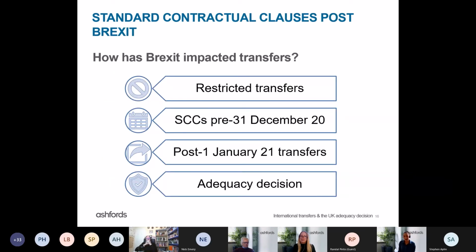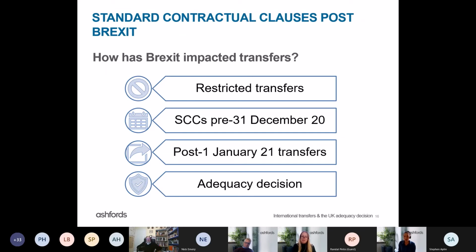So how has Brexit impacted transfers? Previously, we didn't need to worry about transfer mechanisms and SCCs between the UK and the EU, as they were both governed by the same regime, and such transfers weren't considered to be restricted for the purposes of the GDPR. EU SCCs entered into before the 31st of December, so that's before the end of the transition period, still stand and are valid. What this means in practice is if, as a UK company, you have put SCCs in place with other companies that you are working with under the EU SCCs, they are still valid and you can still continue to rely on them.